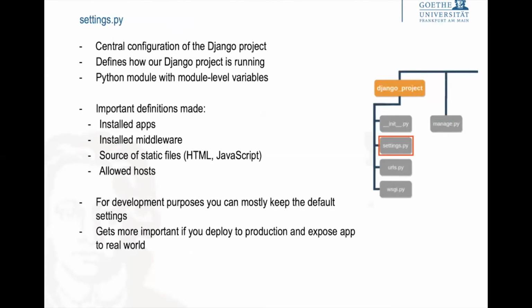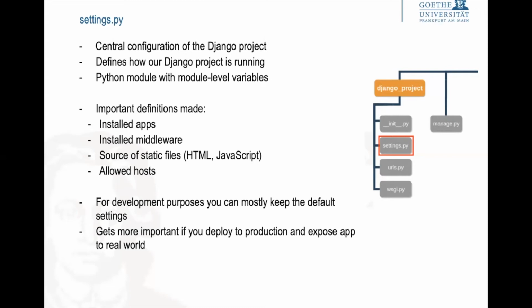And the next important configuration file is the settings.py. You can basically think of it as a file which contains module level environment variables, and those define how your project is running. So for example, you will have to define which apps are installed and which apps are, so to say, known to your Django project. You will define which middleware should be installed, the location of your static files and templates, and also things like, for example, allowed hosts.